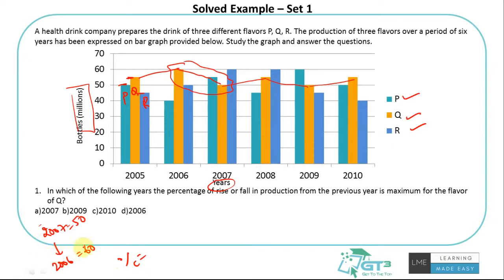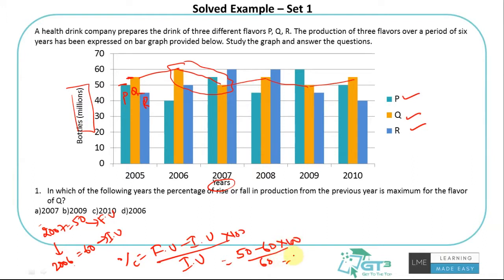This is my initial value. Be clear with that, because from 2006 to 2007 is the change, right? This is my final value. Percentage change is final value minus initial value by initial value into 100. So this will translate into 50 minus 60 by 60 into 100.